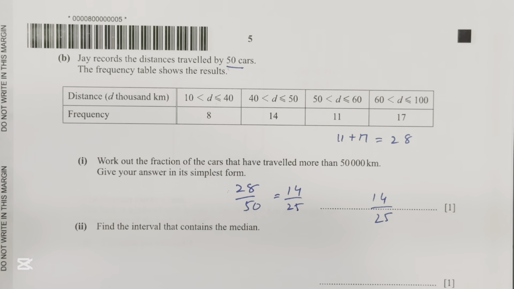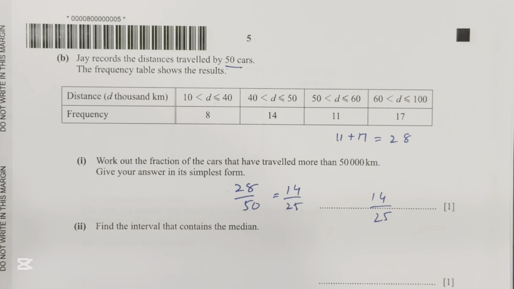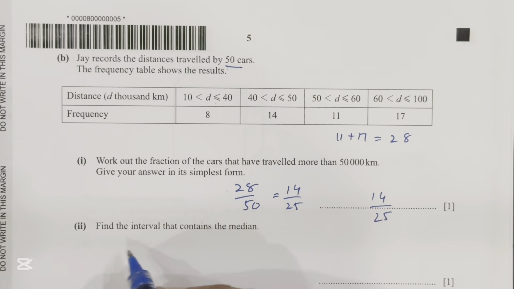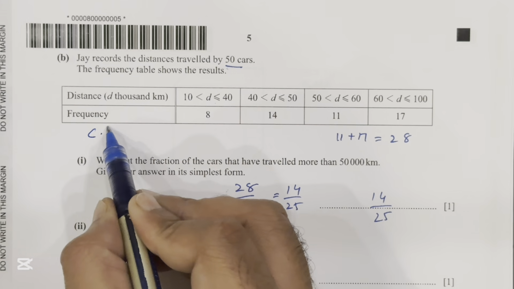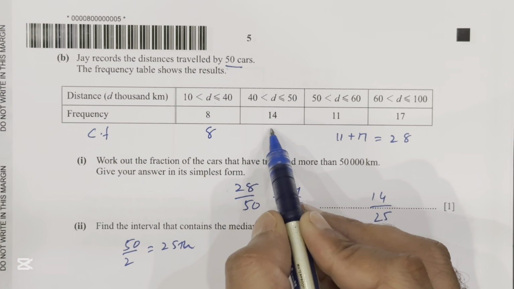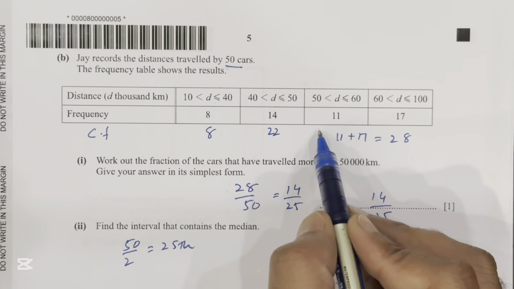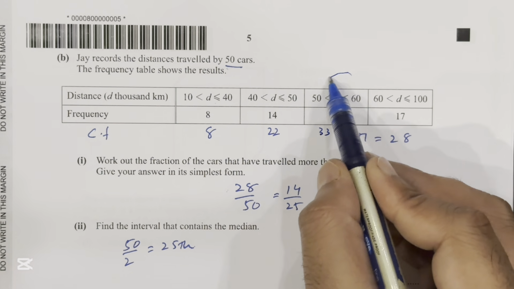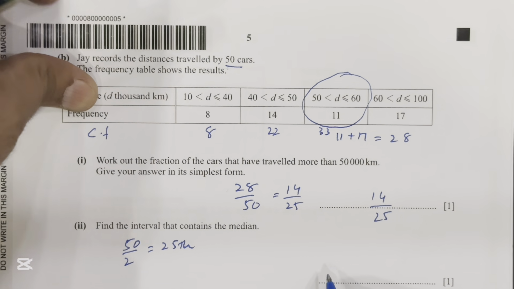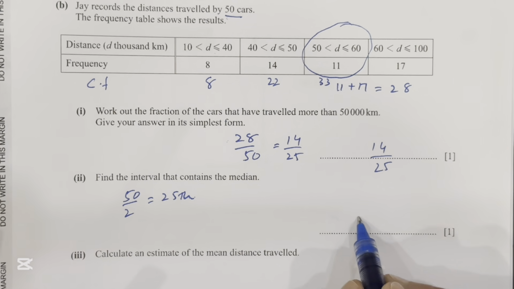Find the interval that contains the median. Okay, for median we have to calculate the central value, that is 50 by 2, that is equal to the 25th value. So how can we find the 25th value? We can find it by calculating cumulative frequency. It is 8, 8 plus 14 is equal to 22, and 22 plus 11 is equal to 33. So it means this would be our median class. So the median interval would be equal to 50.